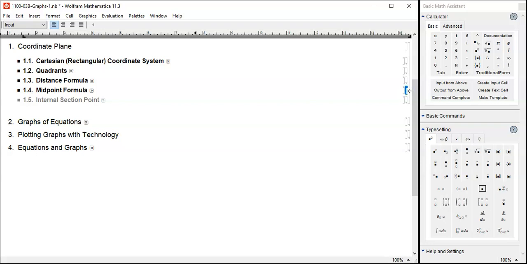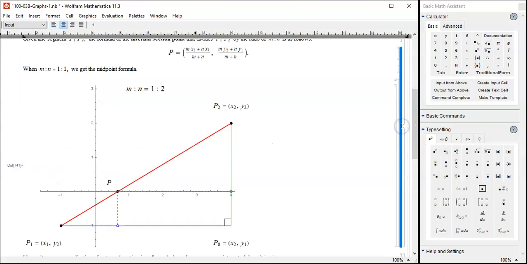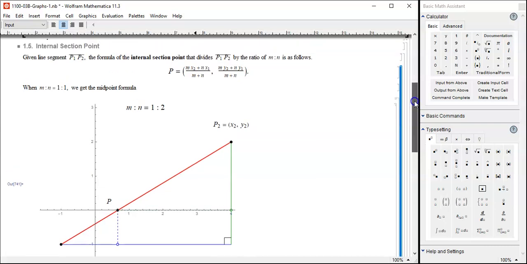Okay, I have a little bit less than a minute to talk about the internal section point. Sometimes instead of taking the midpoint, we want to take the internal section, a point that divides this line segment in a ratio of 1 to 2. So this distance is twice as long as that one.